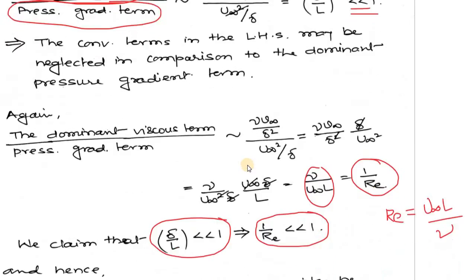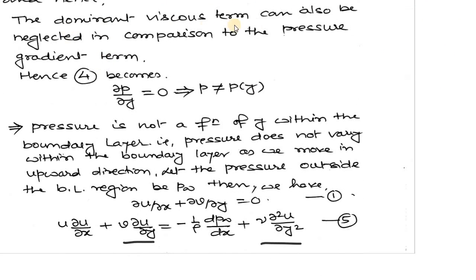So what do we get from the y momentum equation? The dominant viscous term can also be neglected in comparison to the pressure gradient term. Hence, the y momentum equation is reduced to del p by del y equal to 0, which gives you that pressure is not a function of y. Or if you move in the vertical direction in the boundary layer region, the pressure doesn't change with respect to y.